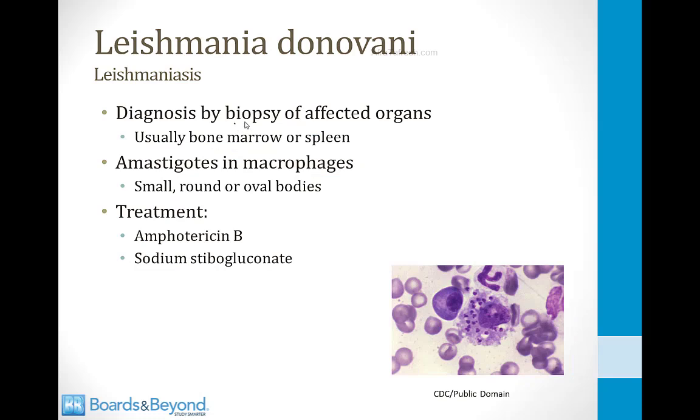The skin form can be diagnosed just by recognizing the typical lesion, but the visceral form is usually diagnosed by a biopsy of an organ that's affected, and this is usually going to be the bone marrow or the spleen, because remember, these people have very large spleens and they have pancytopenia, so the bone marrow is involved. And what you will see is the protozoa form called an amastigote inside of macrophages.